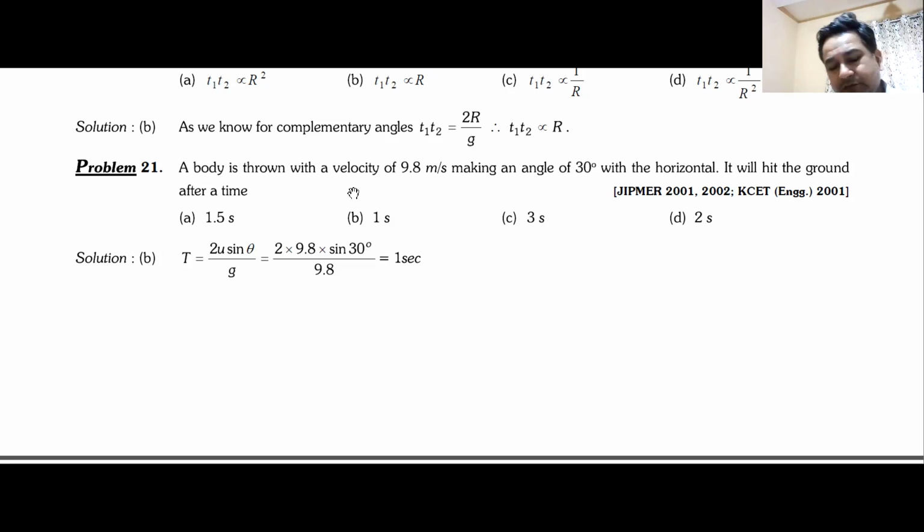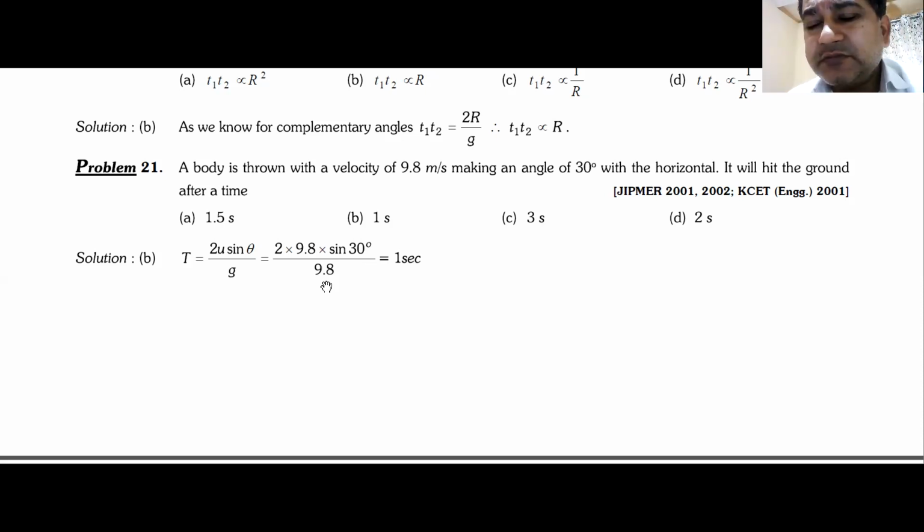You have to calculate a time of flight. You simply apply the formula. Time is 2u sine theta by g. 2 is 2. Initial velocity is 9.8 meter per second, multiplied by sine of 30. Angle of projection is 30. Divided by g. The value of g is 9.8 meter per second square.